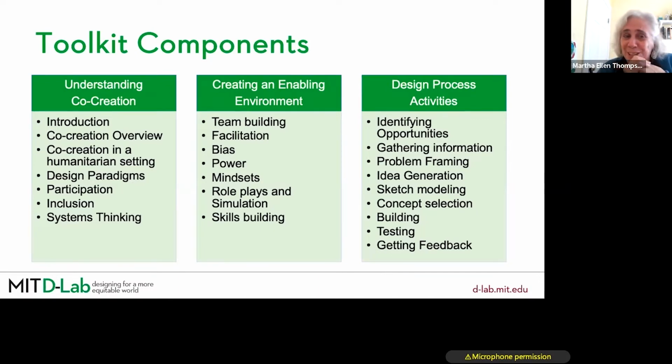Of course, today we cannot do something from everything. So while we will, for example, under understanding co-creation, show you one of the tools about participation. Under creating an enabling environment, we'll do a bias activity. We'll speak a little bit about a power activity. And finally, on the design tools, we'll show you some of the design tools that we'll be using, but we won't actually have time to go through them, except for building. We're actually going to try to do a co-building session. Amy?